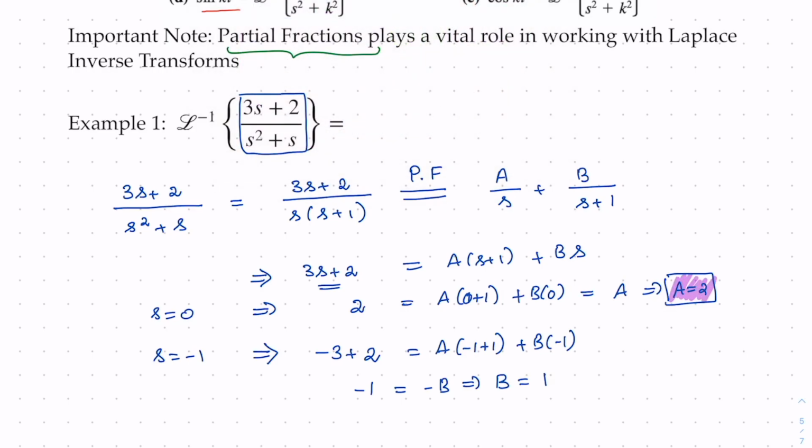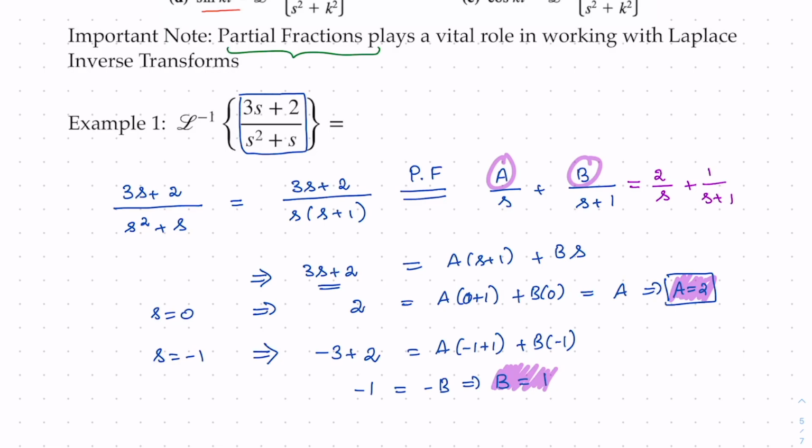So now if I plug these values back in, A equal to 2 and B equal to 1 over here and here, you would agree that this one can now be rewritten as 2 over s plus 1 over s plus 1, right?